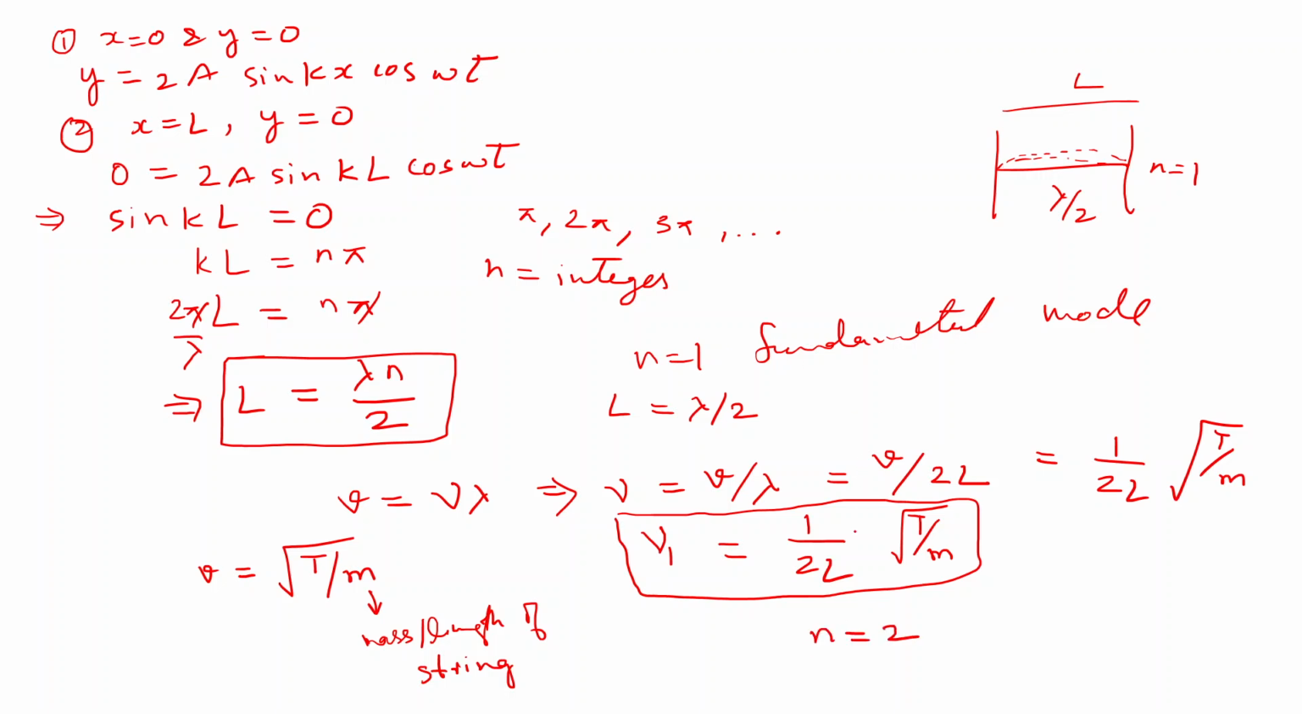In a similar way, n is equal to 2, n is equal to 3 we can calculate. Like n is equal to 1 is the fundamental mode, n is equal to 2 is called the first overtone, n is equal to 3 is called the second overtone. And how their values change: for n is equal to 2, the frequency will be 2 times the frequency of n is equal to 1. Okay, this is the relation.